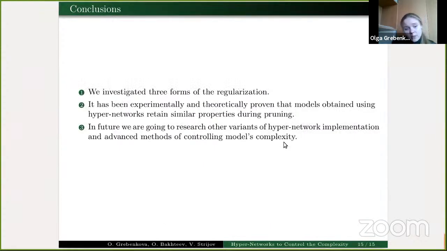So what are the conclusions? We investigated three forms of regularization. We have experimentally and theoretically proven that models obtained using hypernetworks retain similar properties during pruning, for example, accuracy. This was proved for different models and for different datasets. And in future, we are going to research other implementations of hypernetwork and advanced methods of controlling model complexity.